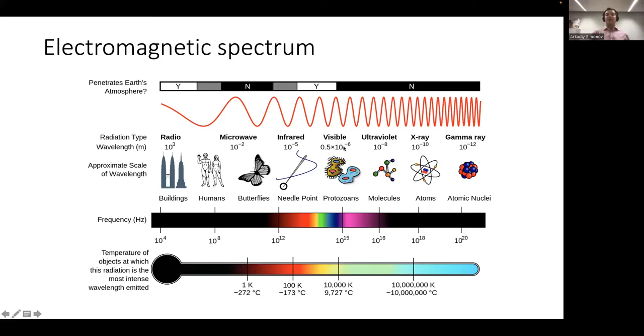Then if you go to a shorter wavelength, you're going to get to harder radiation. So ultraviolet is shorter than that. And then come the X-rays and then come the gamma rays.